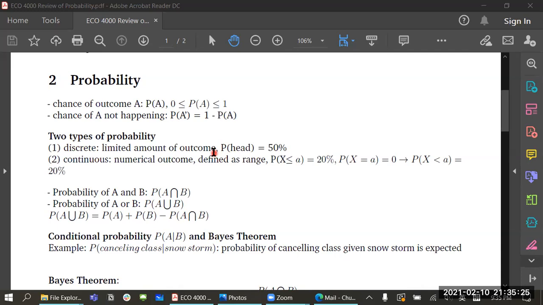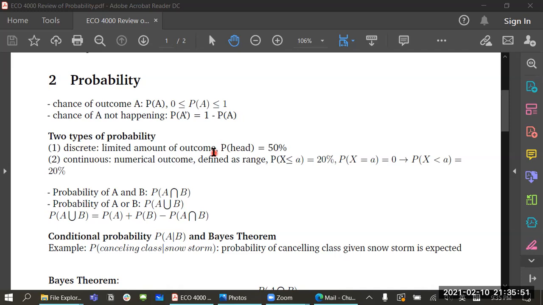It can only land on head or tail. So the probability of head is 50%, the probability of tail is 50%. You only have two outcomes. In this case, it's discrete because you have a limited number of outcomes. It can only be head or tail, and you have a probability for each one.